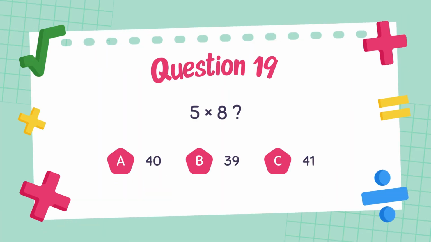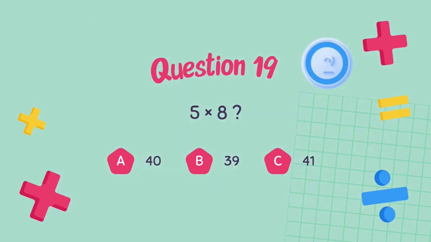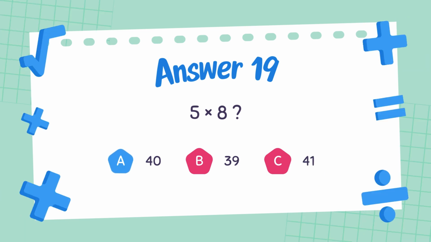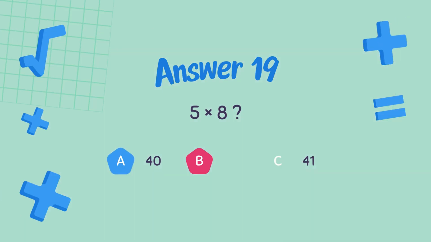Question 19. What is 5 times 8? Is it A, 40, B, 39, or C, 41? The answer is A, 40. You've got this.